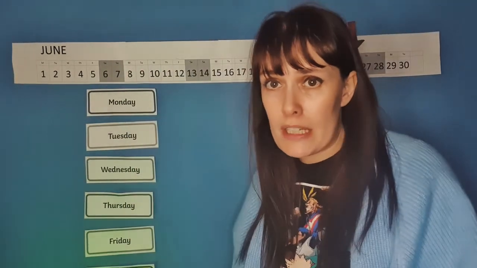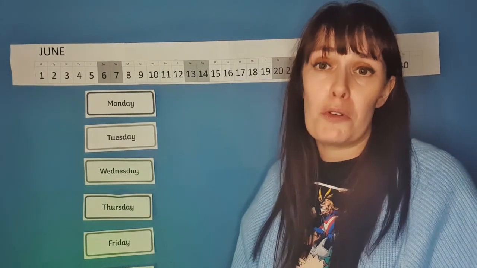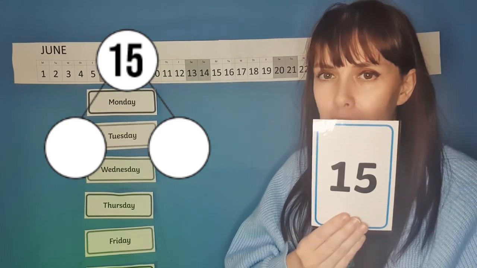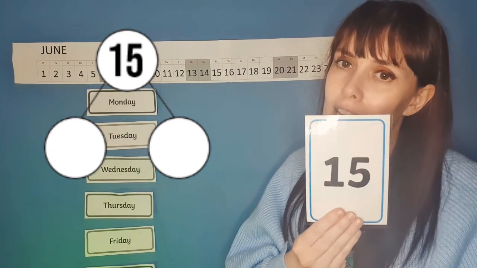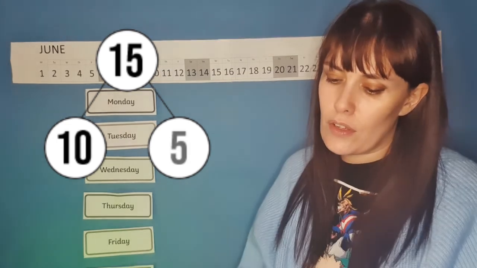So to 20, just so that you are absolutely sick to death of hearing them, and you should probably know them off by heart now. Okay, so we had the number 15. What would that split up into? It split up into 10 and 5.